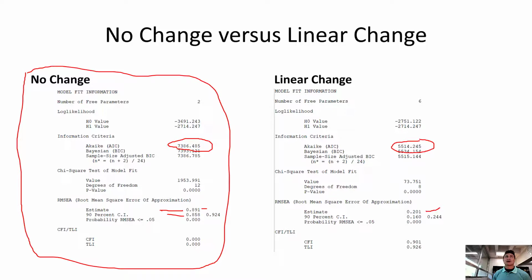We'll talk about a chi-square difference test later on, but we can look at where the chi-square is here with 12 degrees of freedom versus where it is here with 8 degrees of freedom. And we can say, did we significantly improve fit? And with a calculation in my head, we significantly improved fit. So we'll go over the chi-square difference test at some later point.